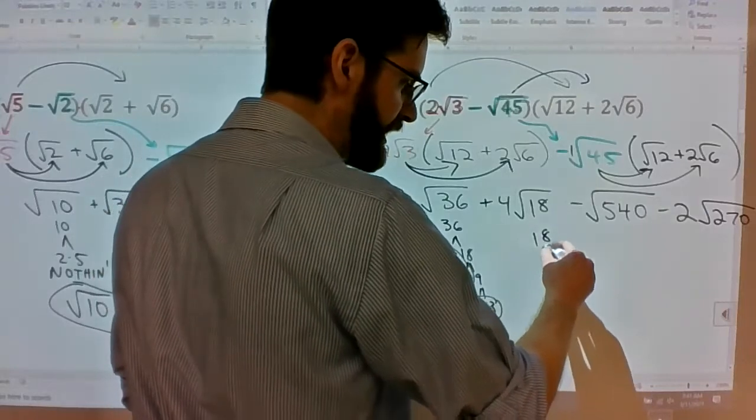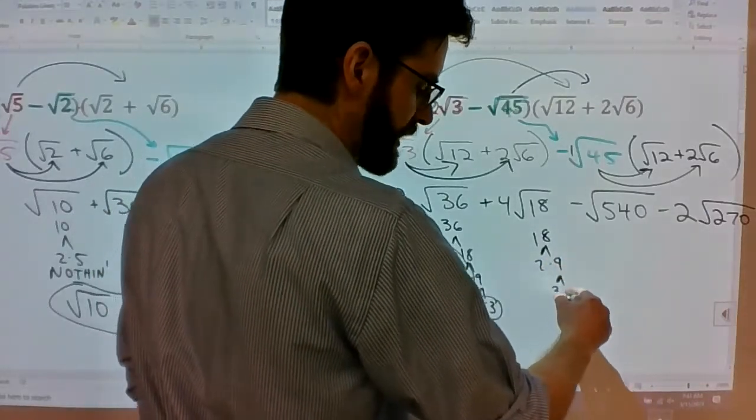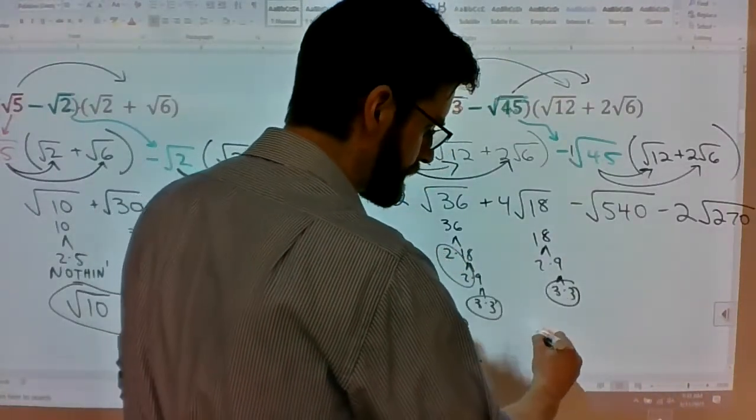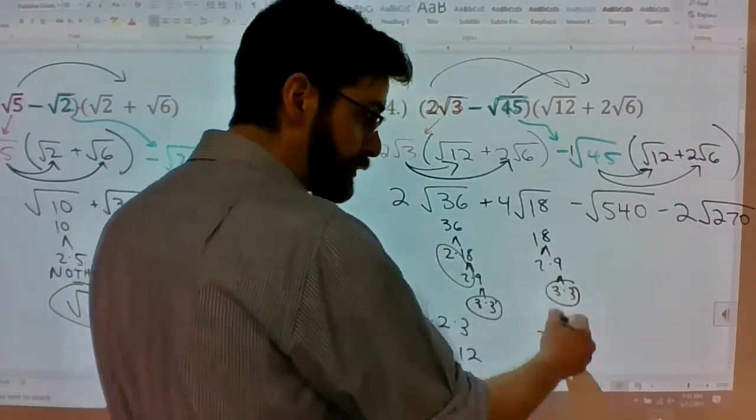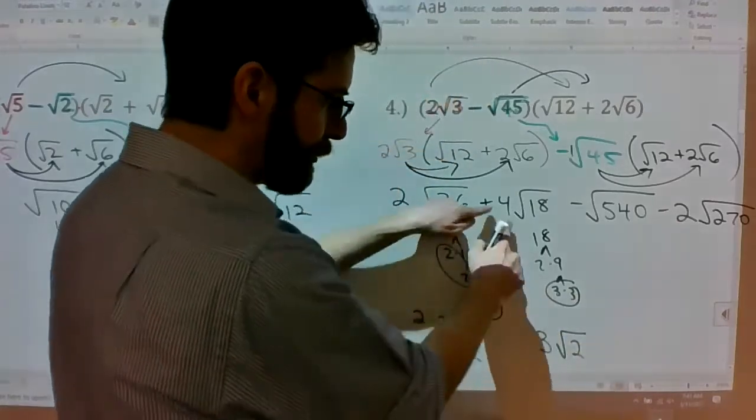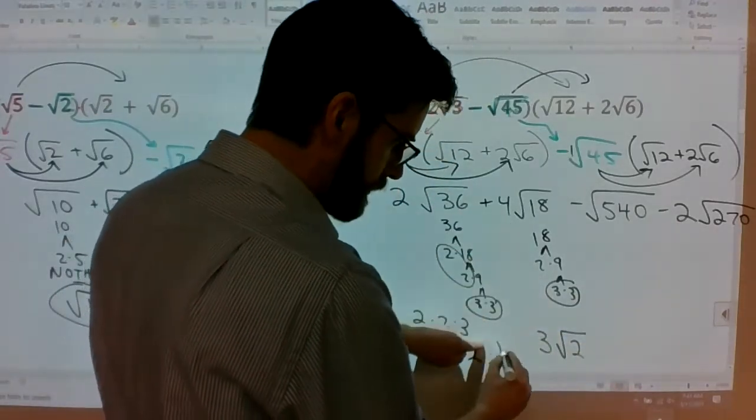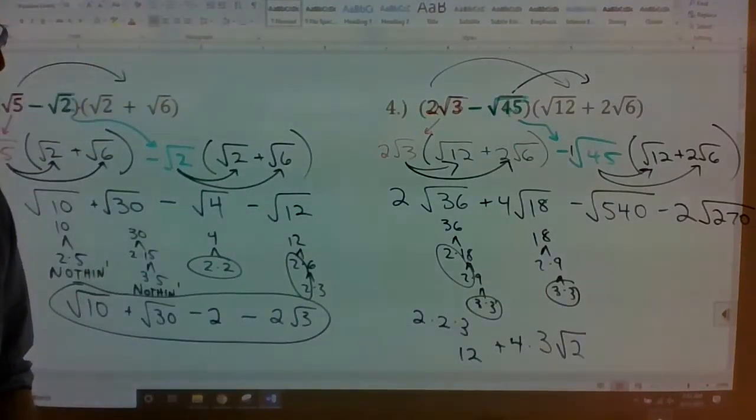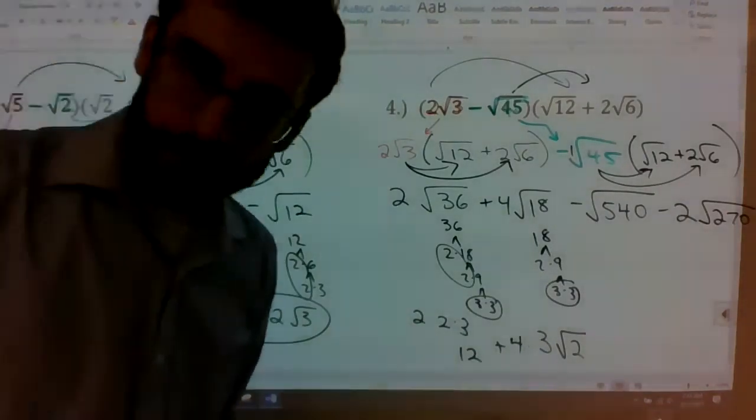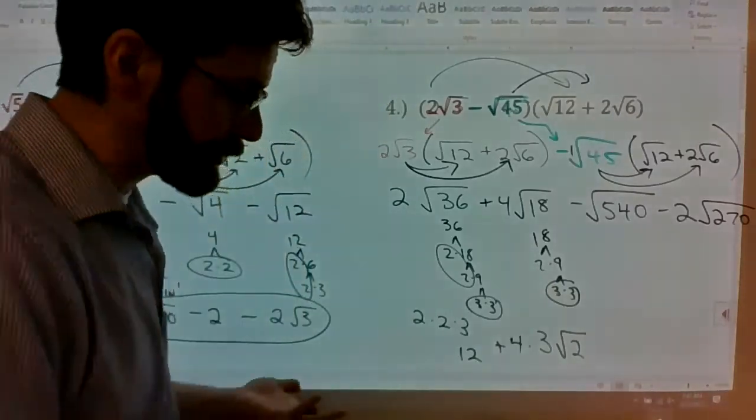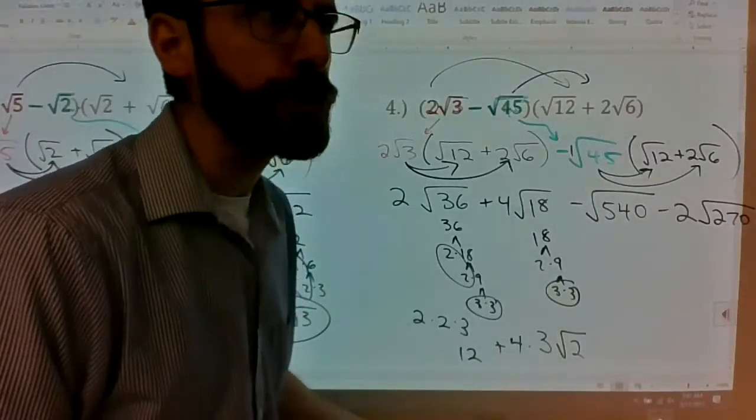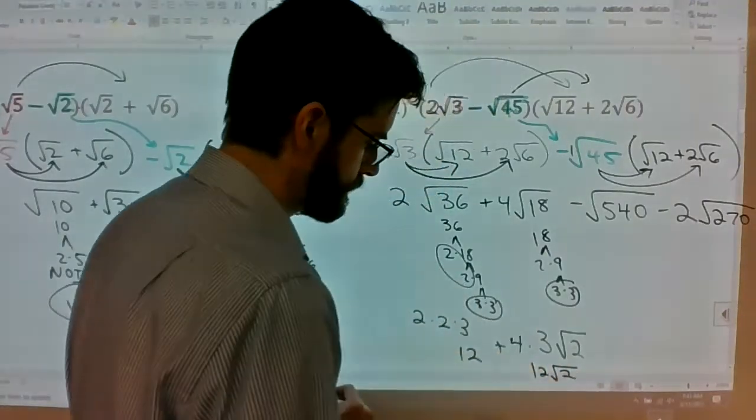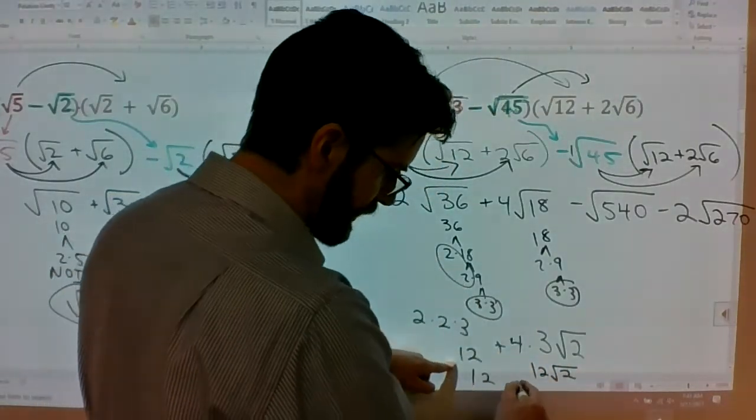Here, you got your 18. Break it down. 2 times 9, 3 times 3. Take a 3 out of the root. Put a root 2 inside. And don't forget the plus 4. Plus, that's 12 root 2. And then there's a plus 12 here, so don't forget about that.